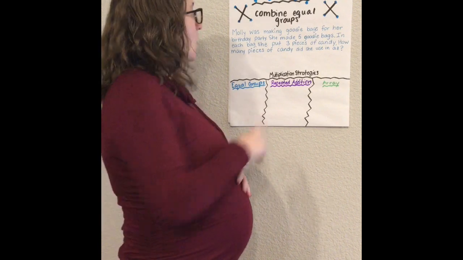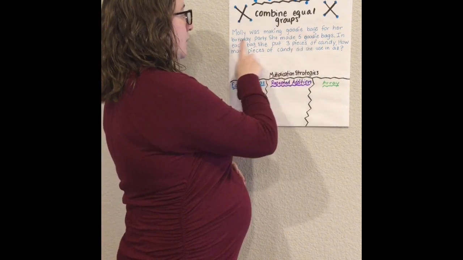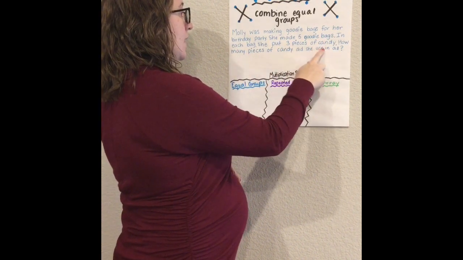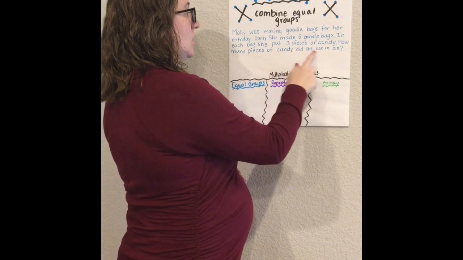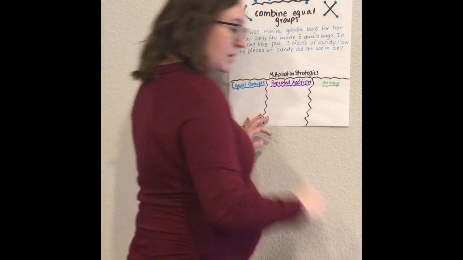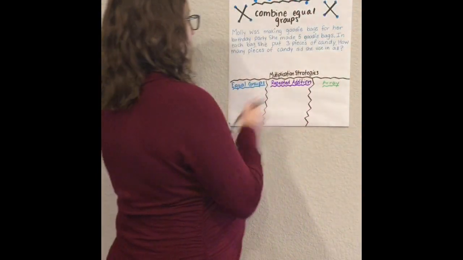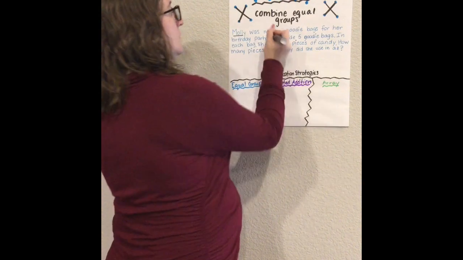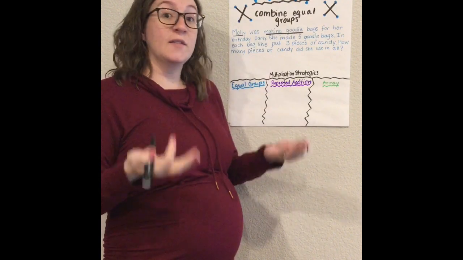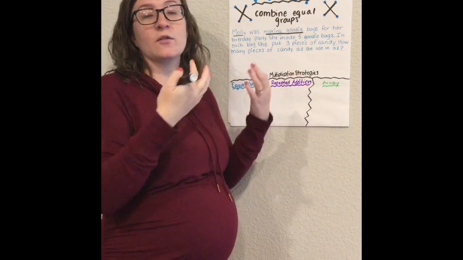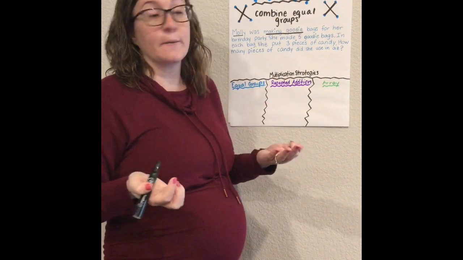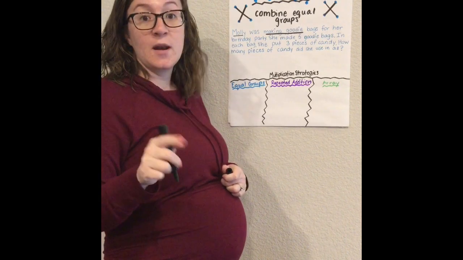So let's begin. Molly was making goodie bags for her birthday party. She made 5 goodie bags. In each bag, she put 3 pieces of candy. How many pieces of candy did she use in all? Well, who's her character and what is she doing? Our character here is Molly. And what is she doing? She's making goodie bags. And when you make goodie bags, you want them to be the same, the equal number of toys or candy in each goodie bag, so that each person who comes to your birthday thinks that it's fair. All right, let's read it again, thinking about the numbers.